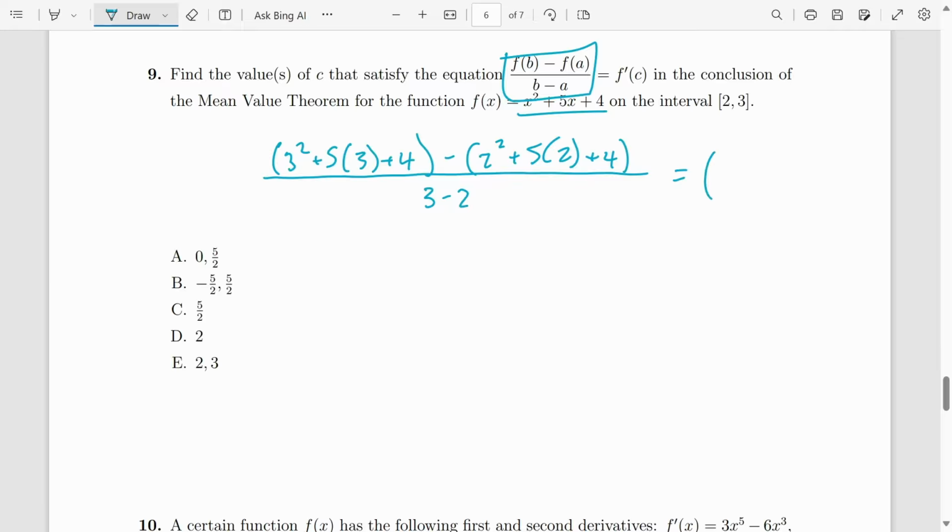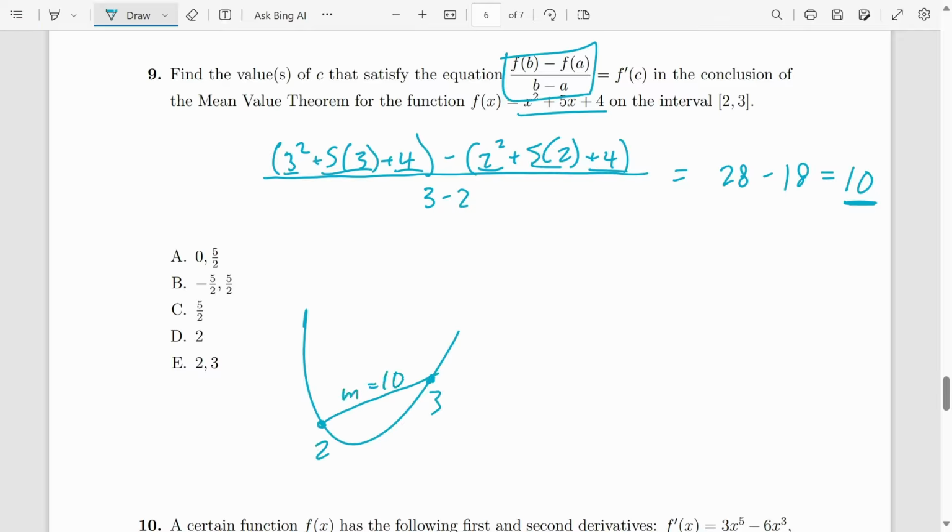That's going to be 9 plus 15, that's 24, plus 4 is 28, minus, then we've got 4 plus 10, that is 14, plus 4 is 18. That equals 10. So what this 10 means is that if we have our function, it's a parabola, so maybe it looks like this, but between the 2 points that we took, 2 and 3, if we draw a line between them, the slope is going to be 10.